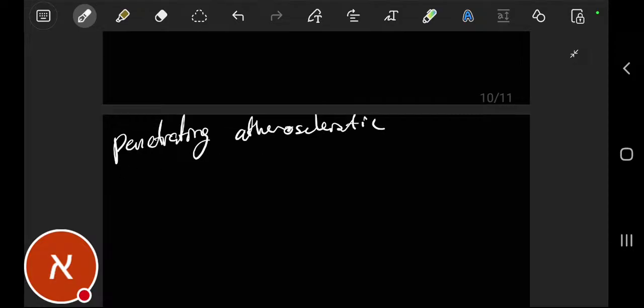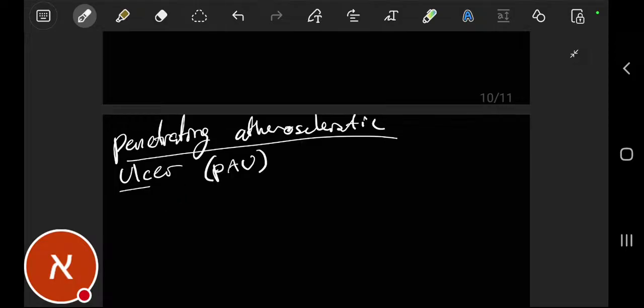Now, the next thing that we're going to talk about is the third acute aortic syndrome, which we talked about: penetrating atherosclerotic ulcer.